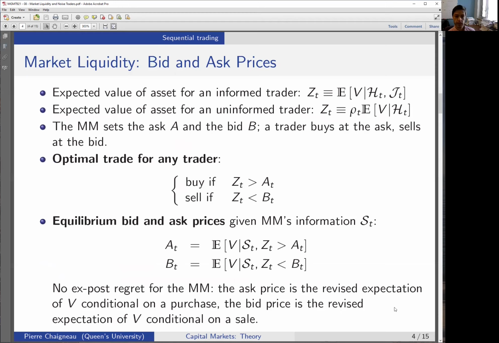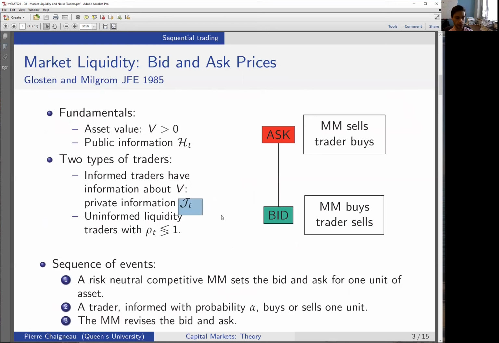Okay, so from the perspective of an informed trader, what is the expected value of the asset? We're going to denote that by Z_t. So it's the expected value of the asset at time t. So it's the expected value of V, where V is the fundamental value of the asset, conditional on the information set of the informed trader, which is all public information and all private information of the informed trader here.